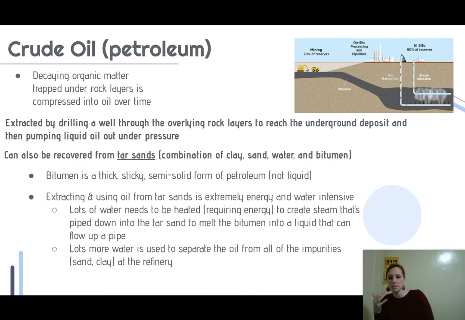You pipe this down into this tar sand and it melts the bitumen into a liquid that can then flow up a pipe. And we're going to have a lot of water that's having to be used to separate the oil from all of the impurities. Because when you get this liquid, it's going to have a bunch of sand and clay in it. So you have to take it to a refinery to use even more water in order to separate this oil so that it can then be in that petroleum form that we can actually use.